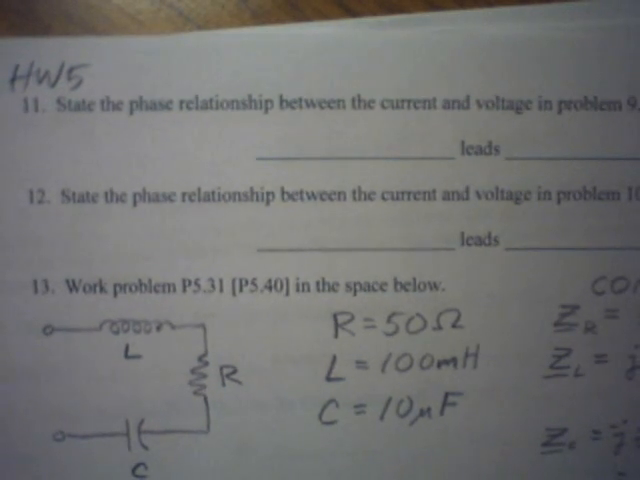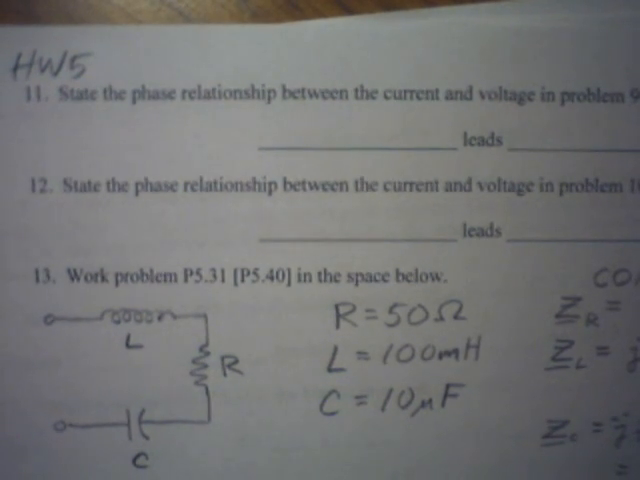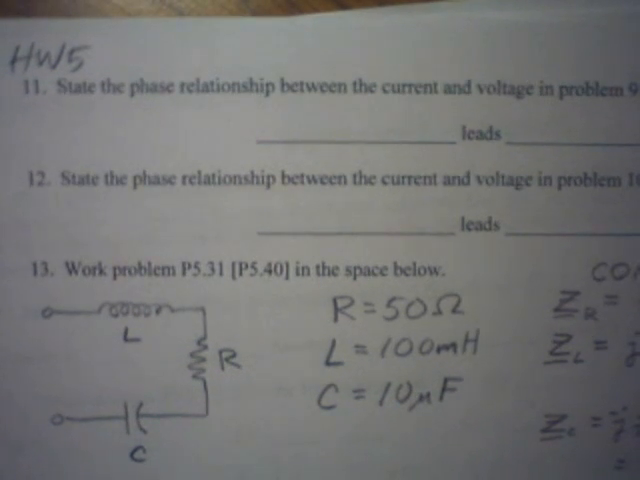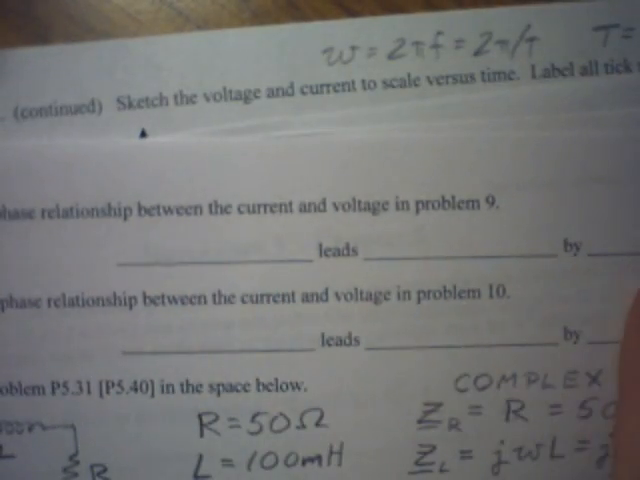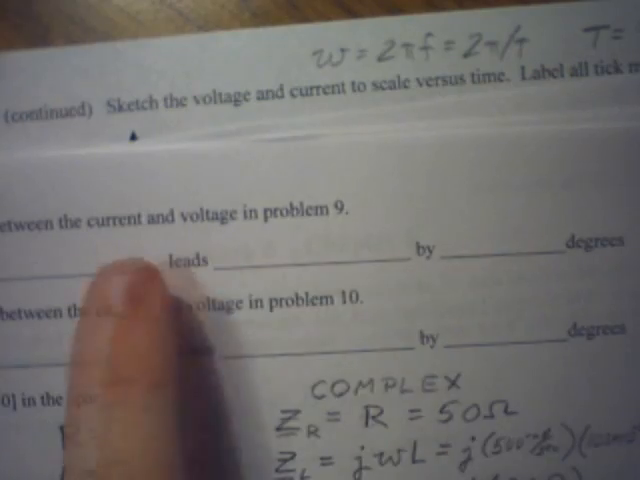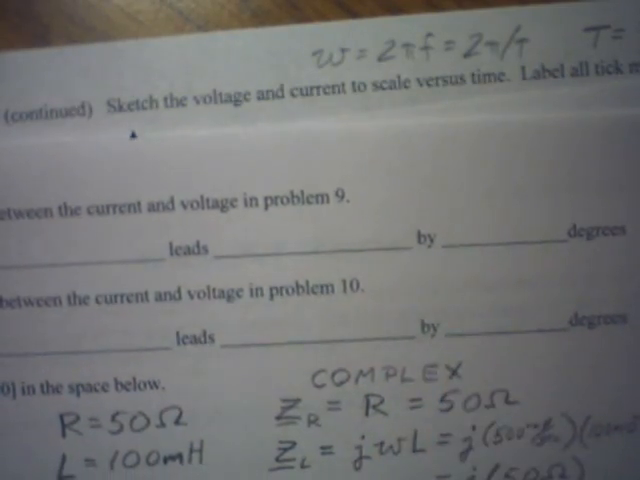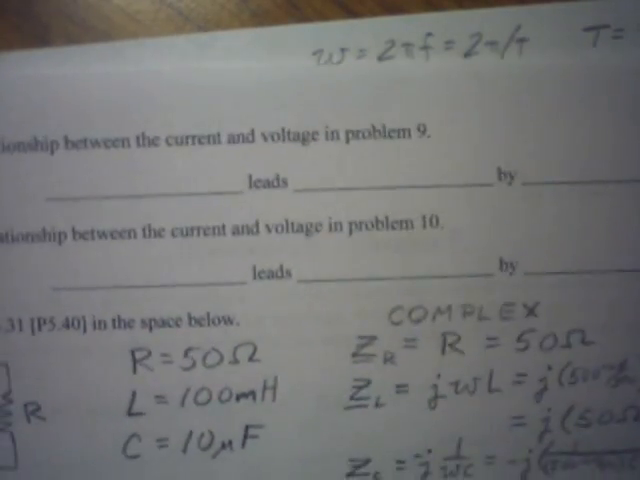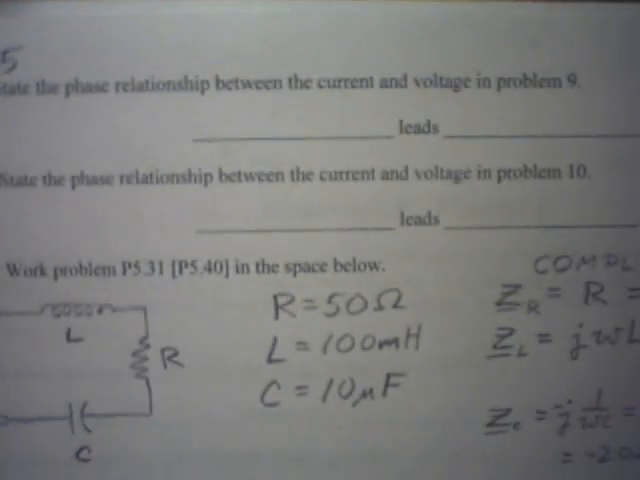Homework 5, we made it to the last page. Congratulations. Problem 11 and 12. I gave the answers to this one on the previous video. So you're going to put current or voltage in there, and I think it's going to be 90 degrees for both of those. Just get the correct order on that.